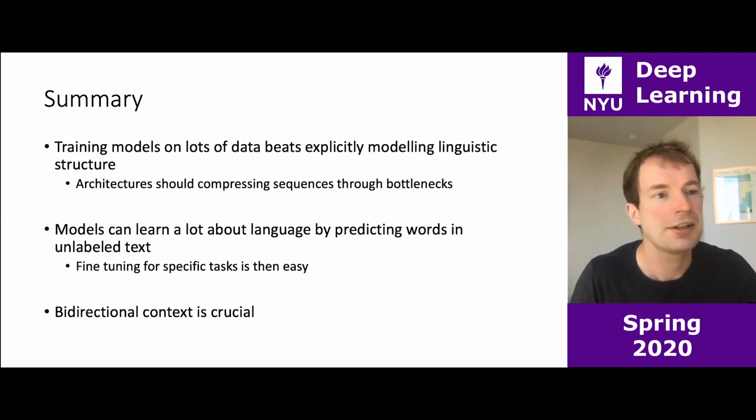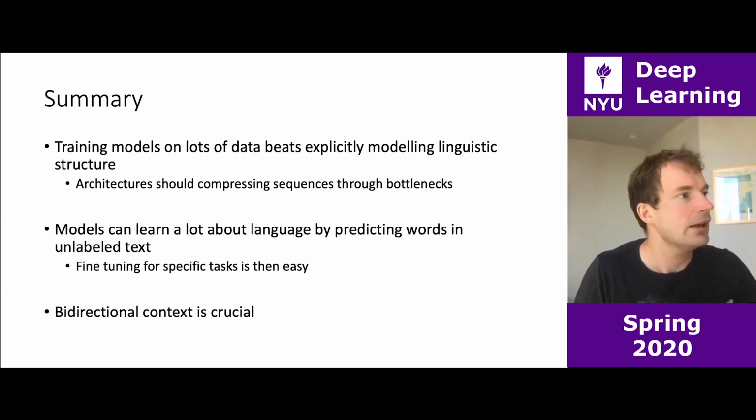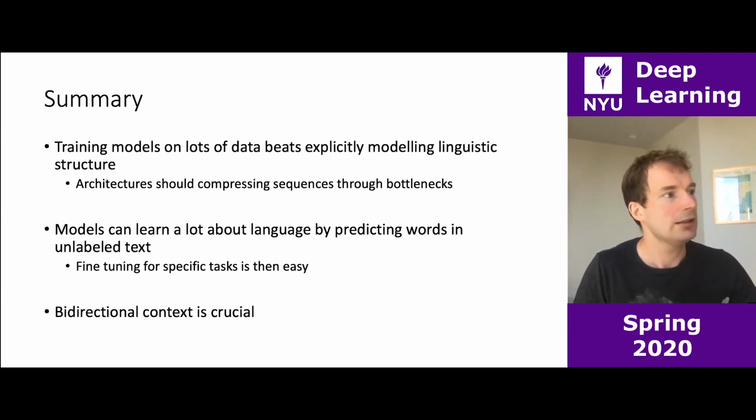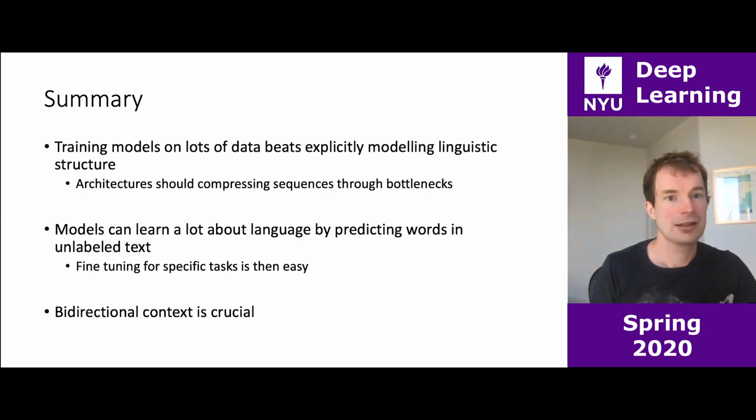Okay, so to wrap up this lecture, the main takeaways are that low-bias models like transformers work great. We shouldn't try to explicitly model linguistic structure. We should have very expressive models, show them lots of text, and let them learn whatever structure they need.